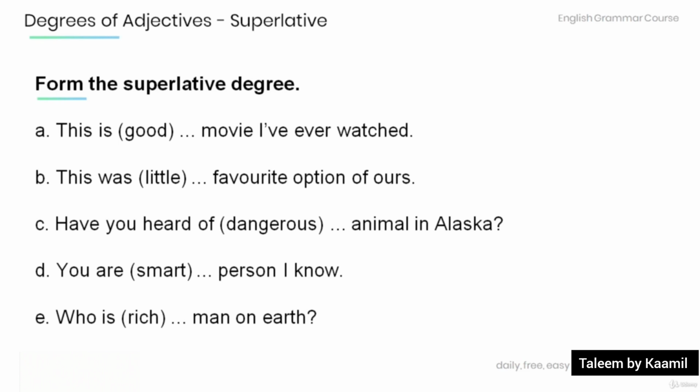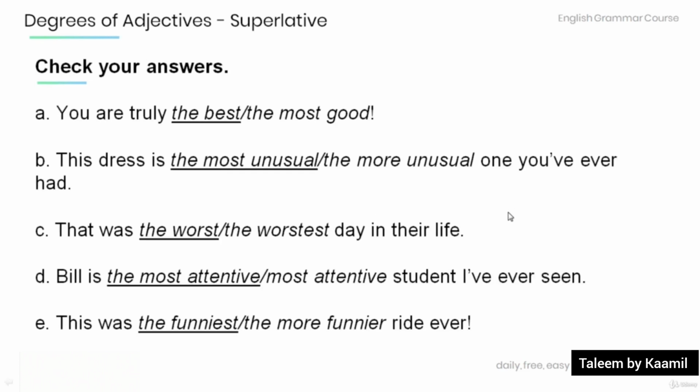And now let's check your answers. You are truly the best. This dress is the most unusual one you've ever had. That was the worst day in their life. Bill is the most attentive student I've ever seen. This was the funniest ride ever.